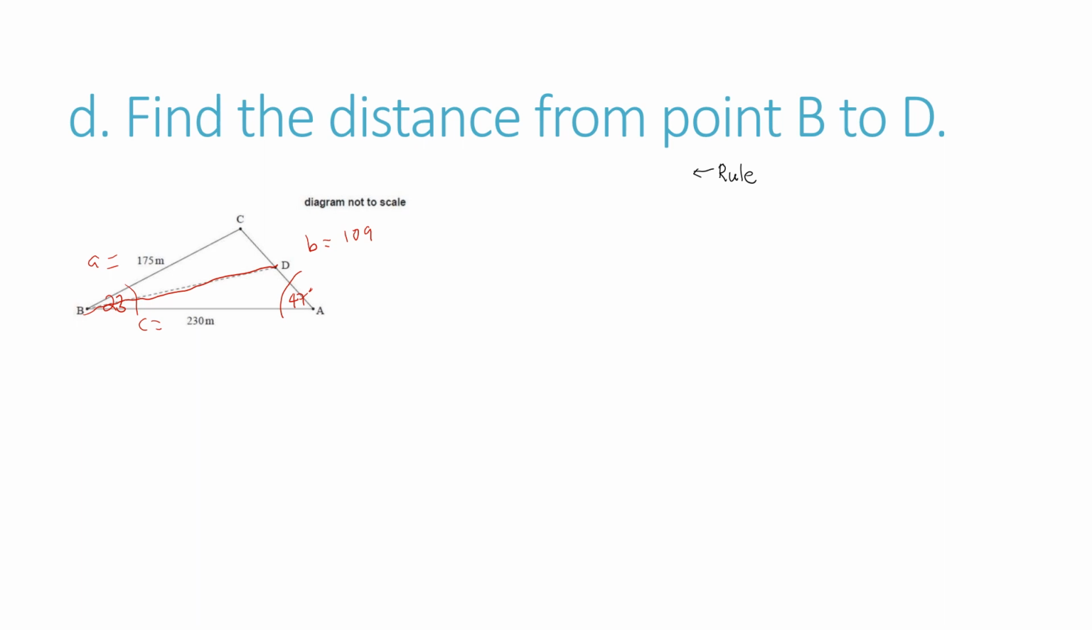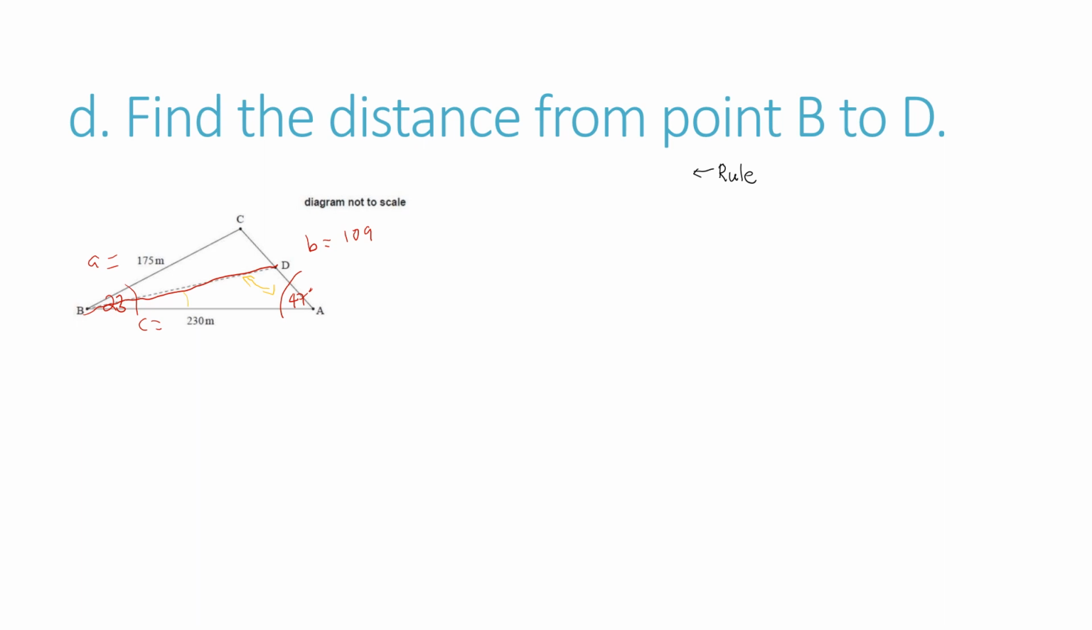Now the question is, to find BD, can we use sine rule? For sine rule, we have these opposite each other. But then we don't know this angle. We know that that segment divides CD, but it doesn't tell that it's a bisector of the angle. So we cannot use sine rule here. Instead, we will be using cosine rule.